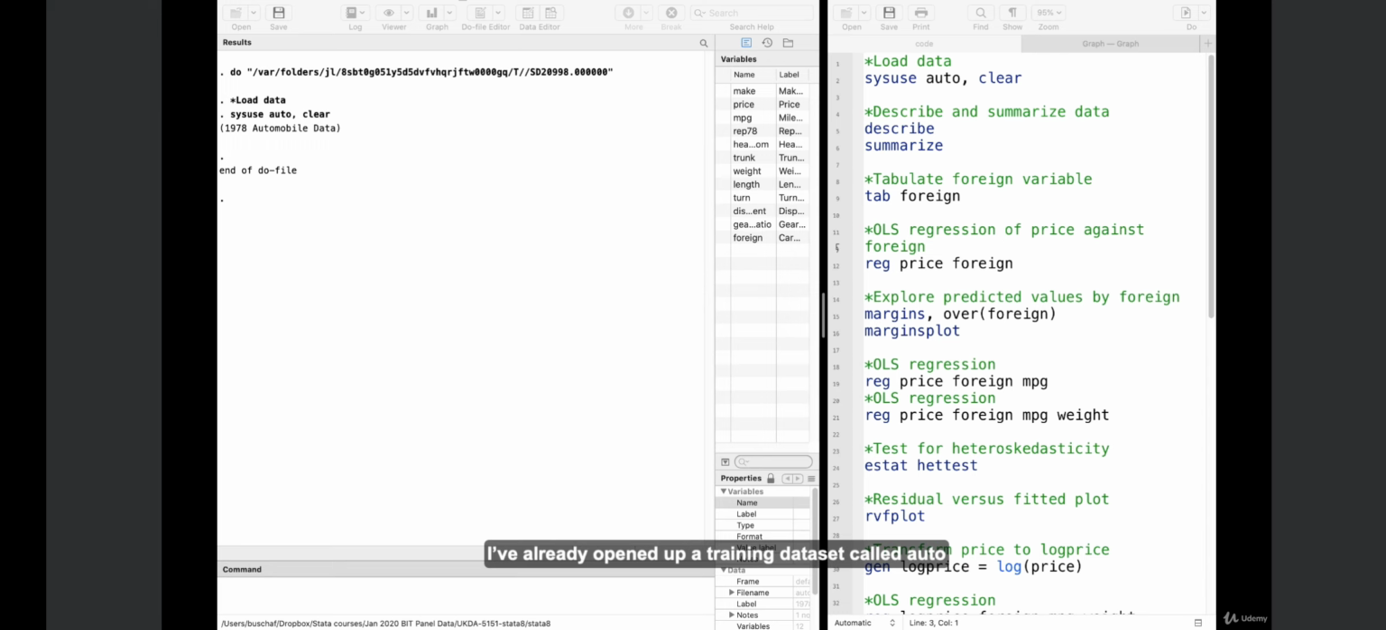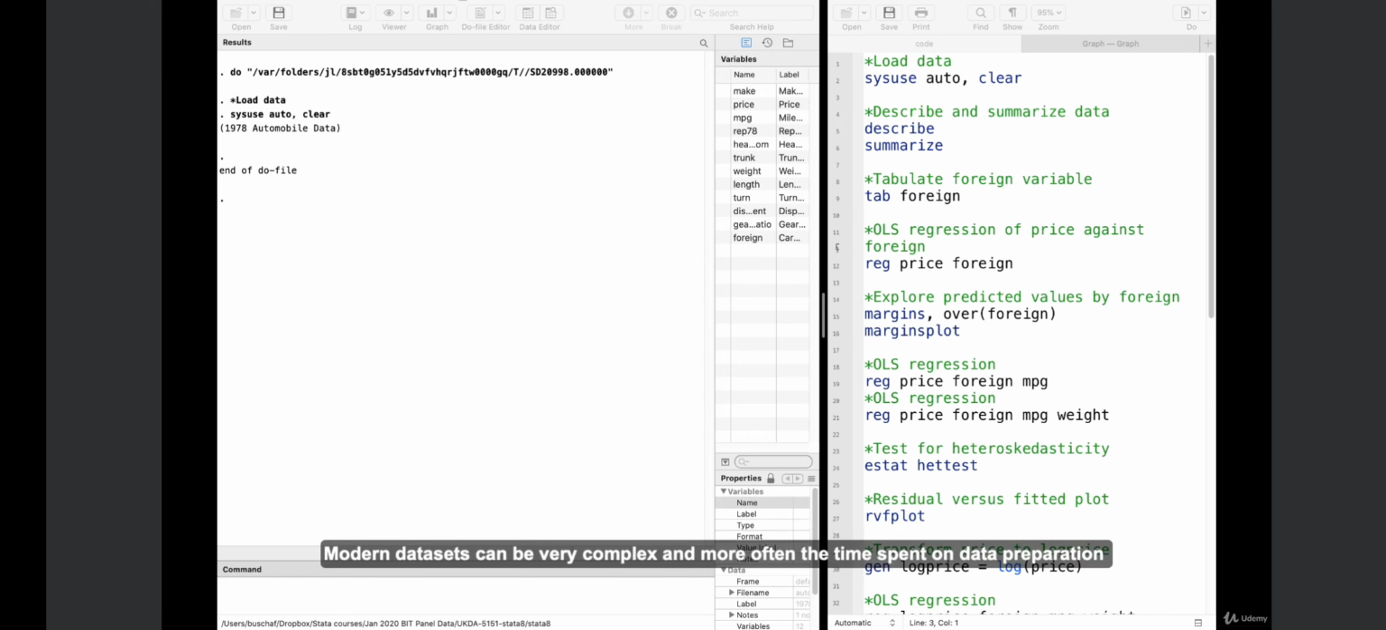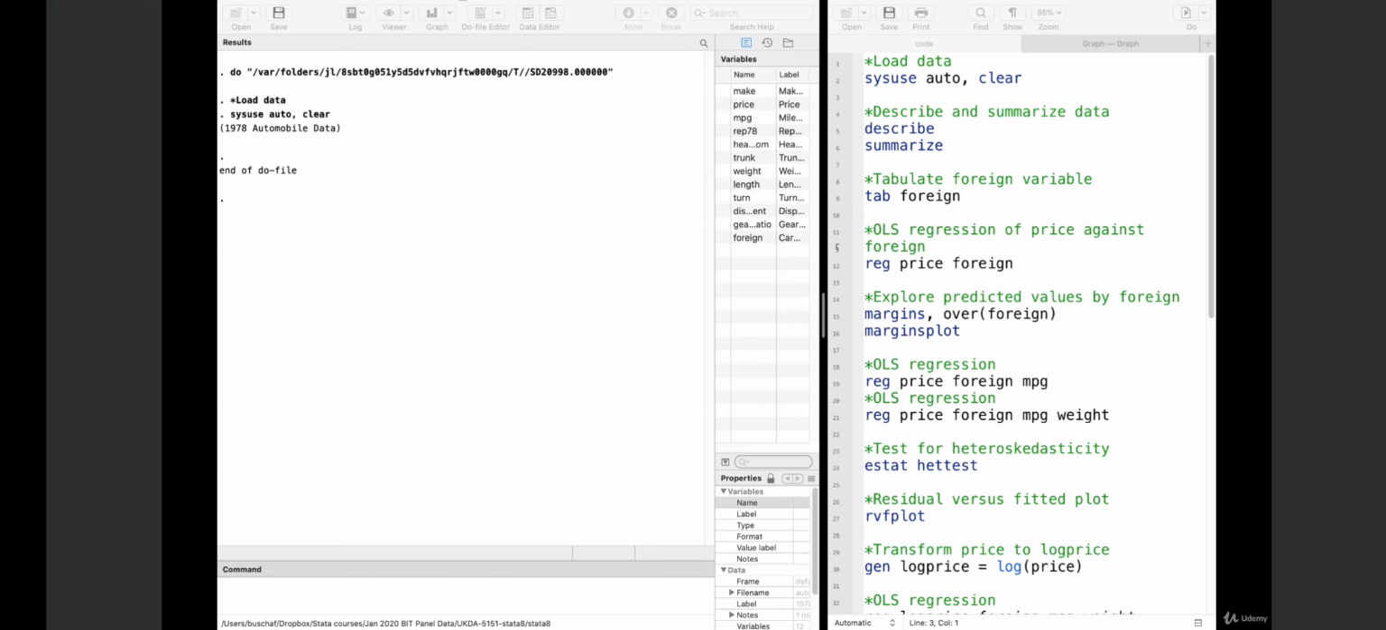I've already opened up a training dataset called Auto. Let's go ahead and examine it a little bit closer before we start running regressions. A common mistake is to start analyzing data too quickly before fully understanding what's actually inside the data. Modern datasets can be very complex, and more often than not the time spent on data preparation and manipulation will outweigh the time spent on actual regression analysis. Let's describe the data to see what we have.